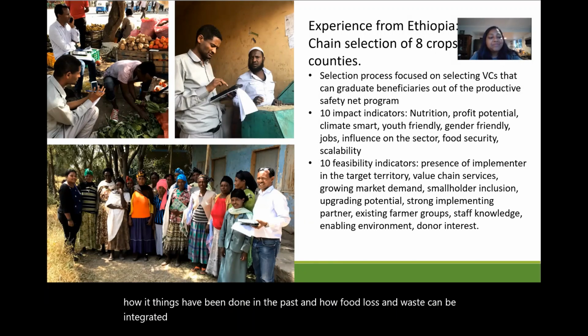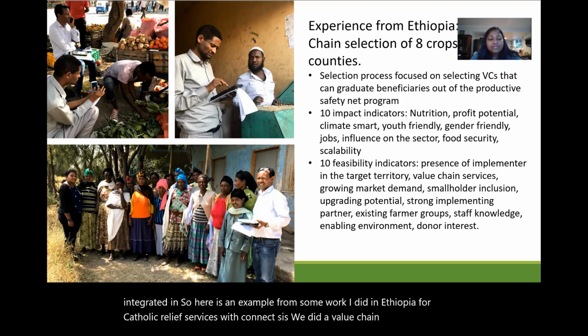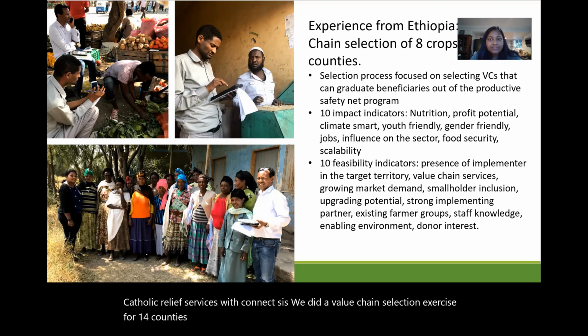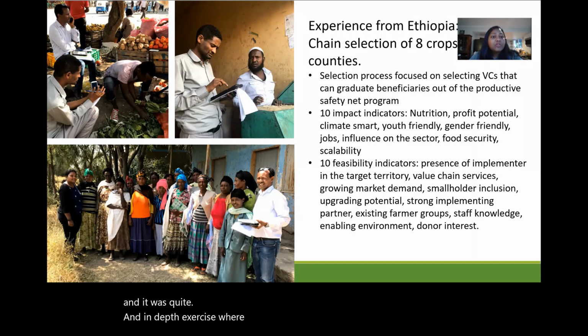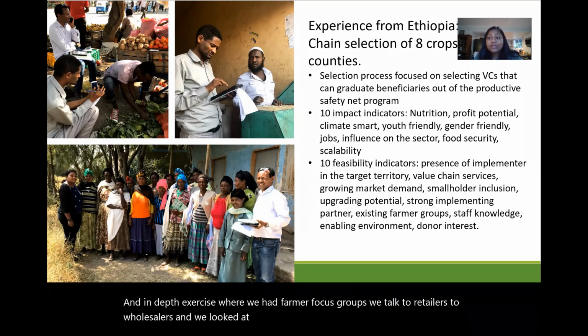So here's an example from some work I did in Ethiopia for Catholic Relief Services with Connexus. We did a value chain selection exercise for 14 counties, and we looked at several crops and ended up at 8. And it was quite an in-depth exercise where we had farmer focus groups. We talked to retailers, to wholesalers, and we looked at 20 indicators in total. And the indicators are listed right over here.